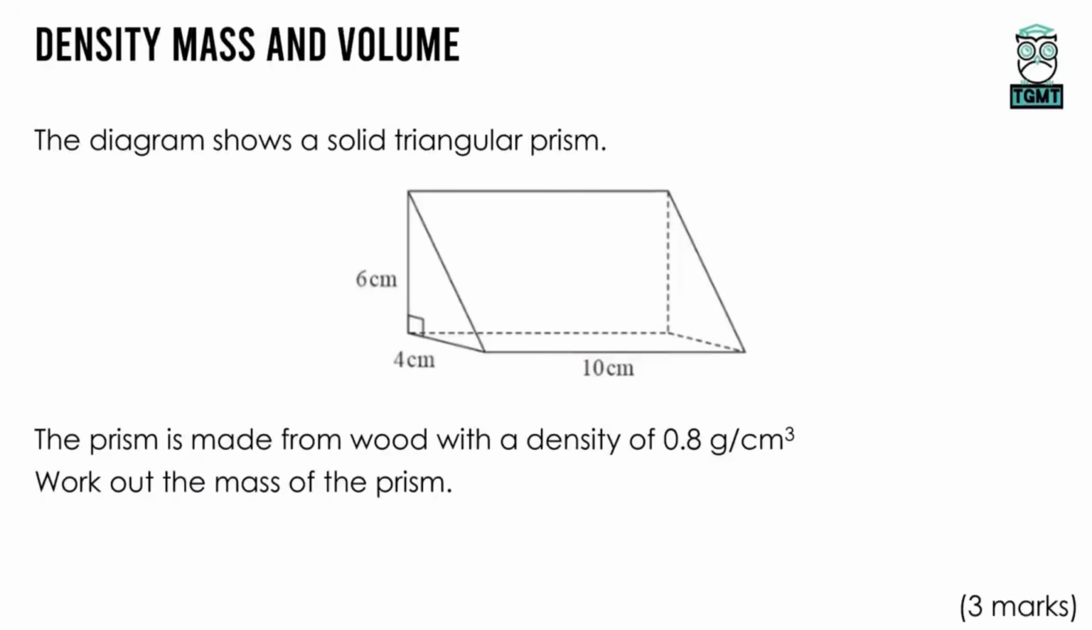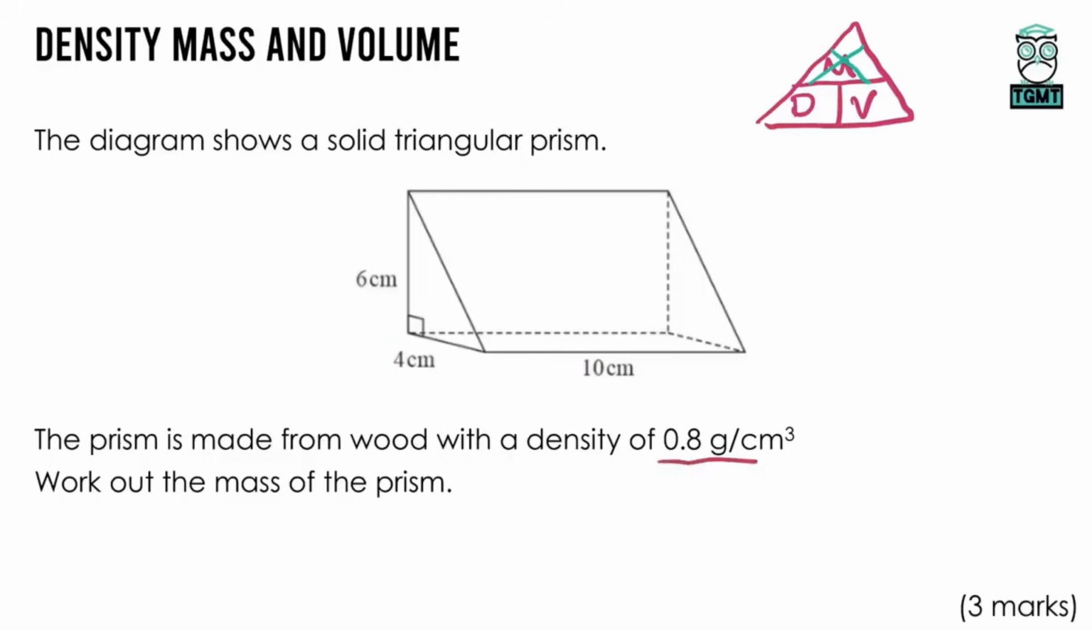So this next question is looking at density, mass and volume, and this one actually gives us a prism that needs us to work out the volume of. It says the prism is made from wood with a density of 0.8 grams per centimetre cubed. Work out the mass of the prism. So our formula for density, and again you can use a formula triangle, density is equal to mass divided by volume. So here we're working out a mass. So to get a mass we do the density multiplied by the volume.